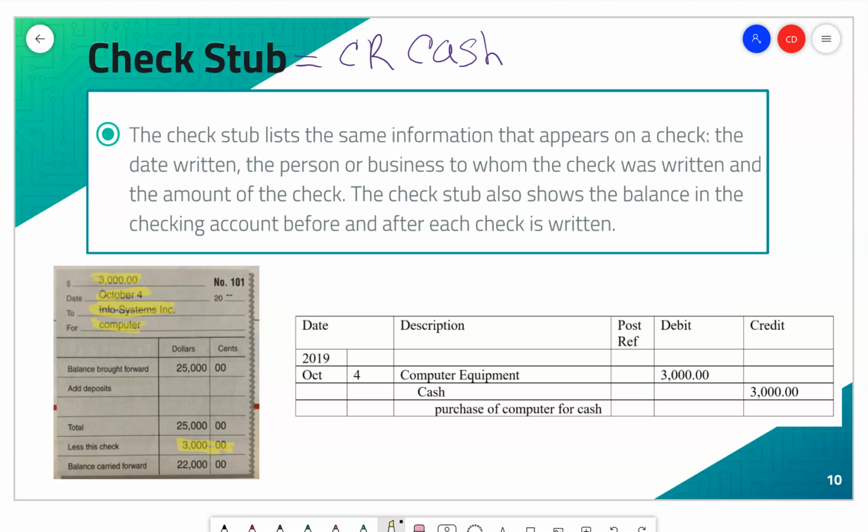Here's what that transaction is going to look like. It's going to be a debit to computer equipment because that's what we're getting, and then a credit to cash, both in the amount of $3,000. All right, so that's a quick overview of journaling and source documents.